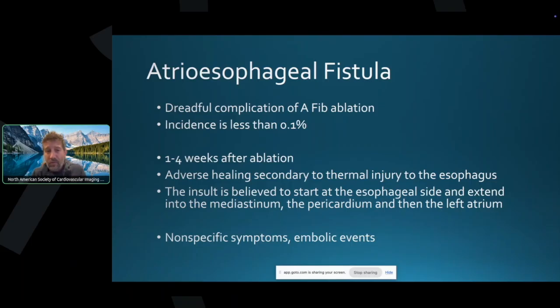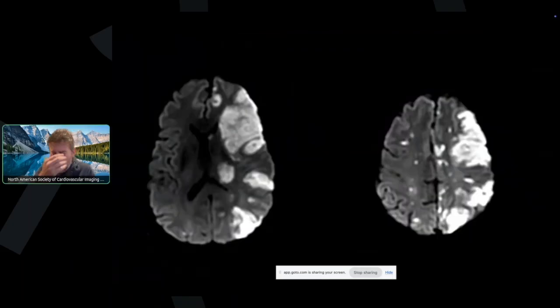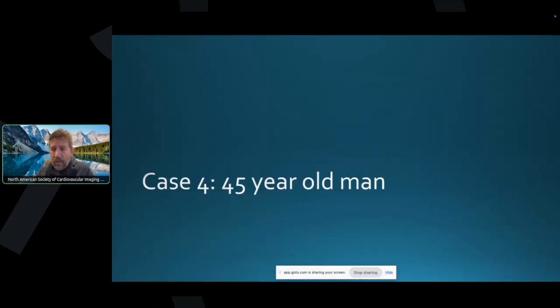The symptoms are going to be very non-specific. Some patients will present with fever, maybe some chest pain, and embolic events like this one here. Unfortunately, this patient's evolution was terrible. He developed multiple more brain embolic events and ended up passing away from these massive strokes. So, not very common, atrioesophageal fistula.